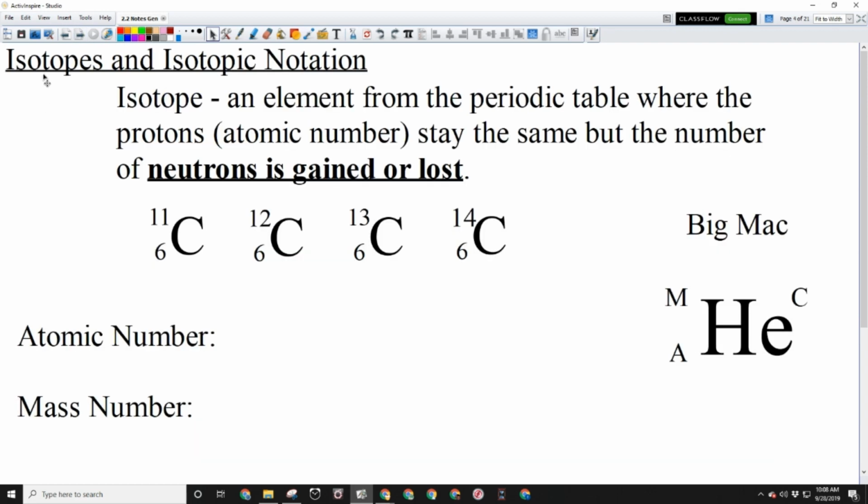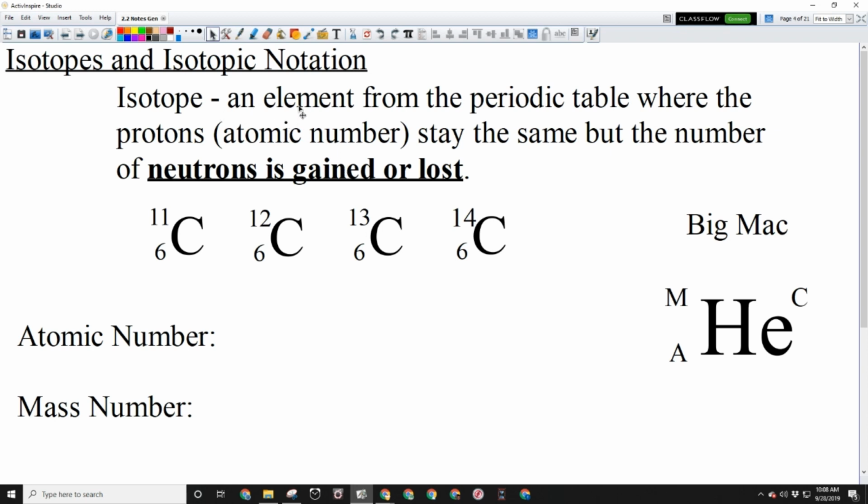All right, so let's talk about isotopes and ions. I'm sorry, isotopes and isotopic notation. We talked about ions last week, I think, and remember the definition of an ion is an element where the number of electrons has changed. That makes an ion. Well, now we're going to talk about isotopes. So write down this definition of isotope.